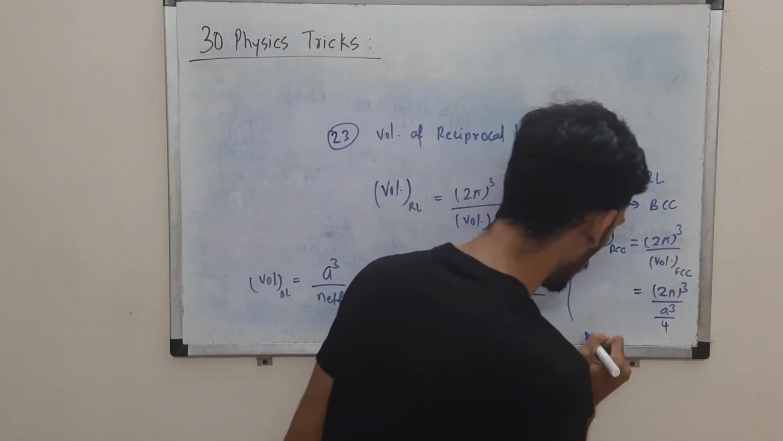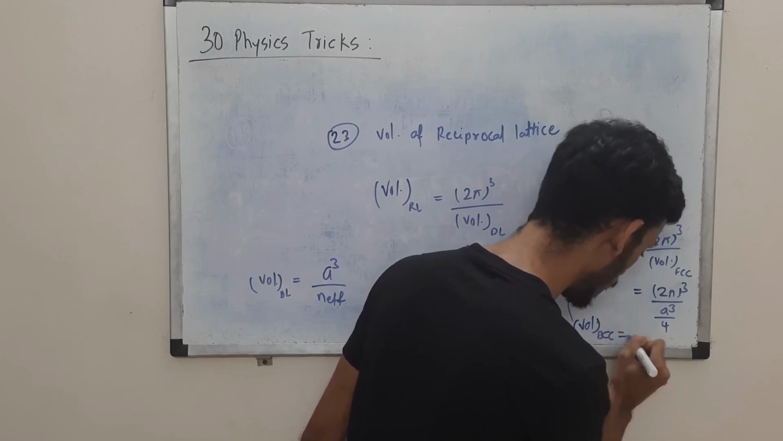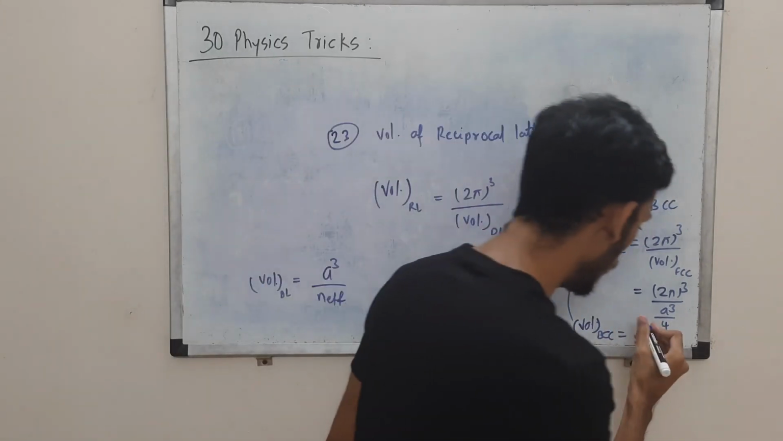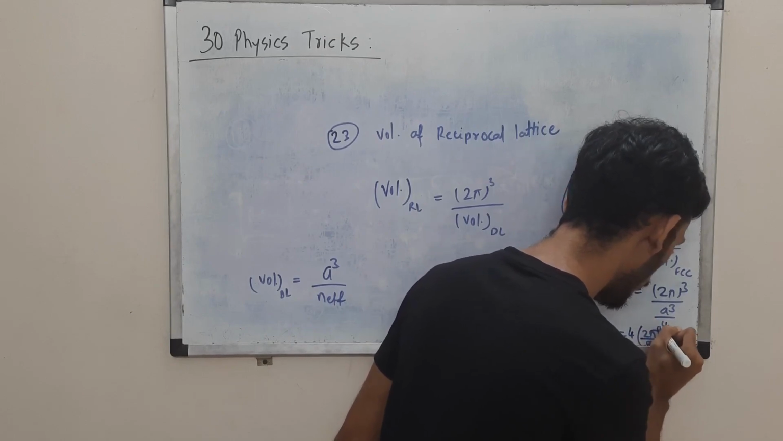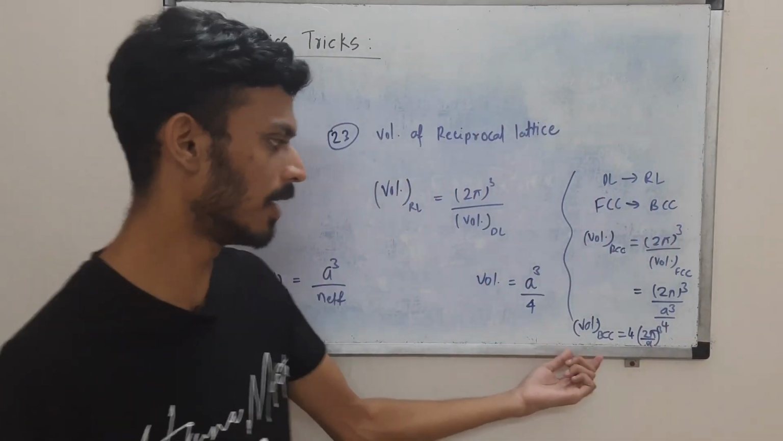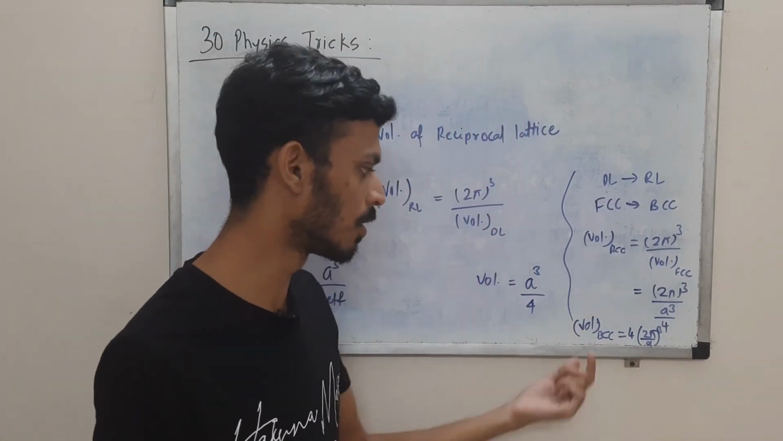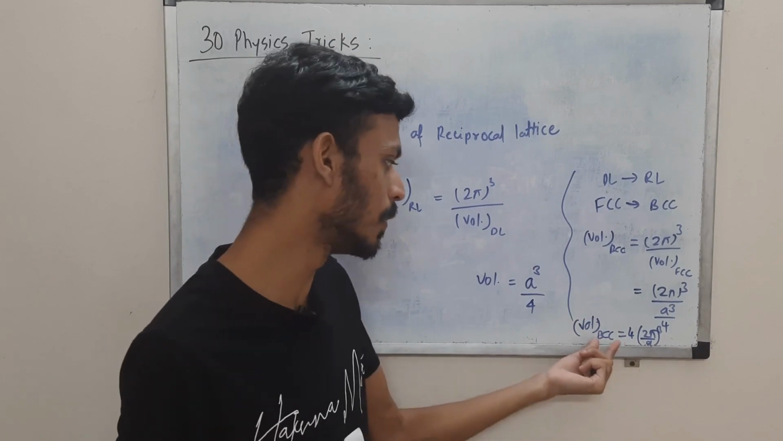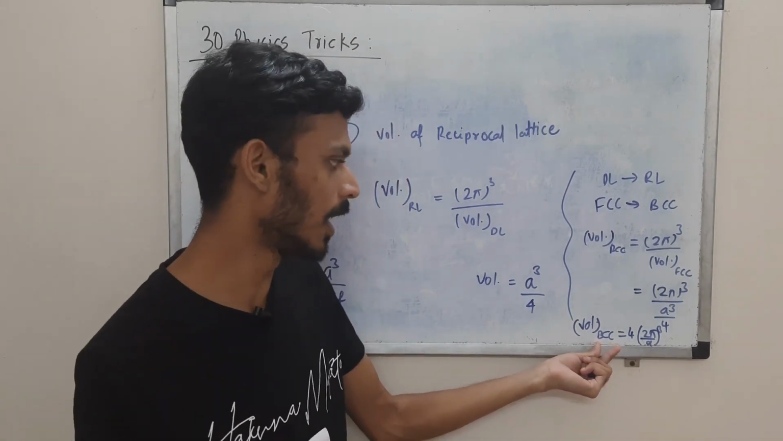So what is the value of this volume of BCC? Volume of this BCC, which is the reciprocal lattice of this, is 4 times (2 pi by a) the whole cube, right? This is the volume of primitive BCC cell for this FCC. You can also obtain for conventional cell, it will be BCC, right? Conventional BCC, if you want, you have to multiply it by 2, okay?